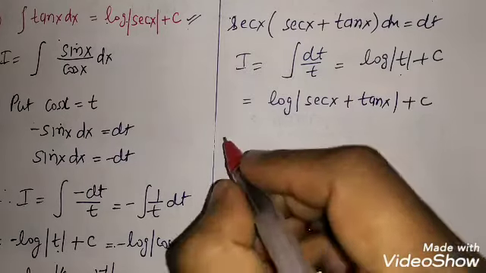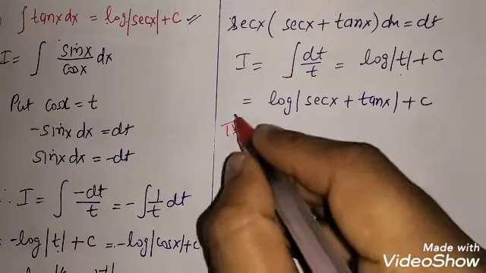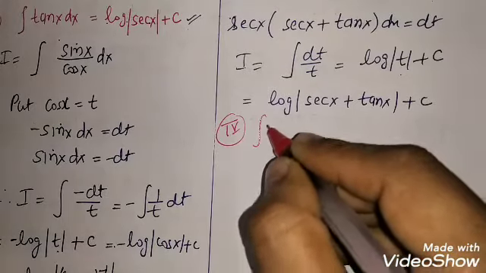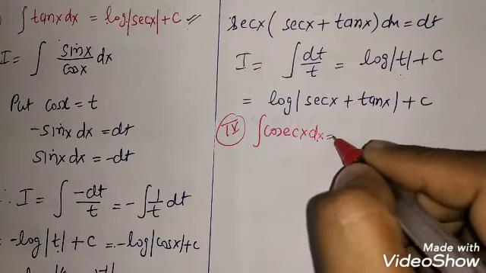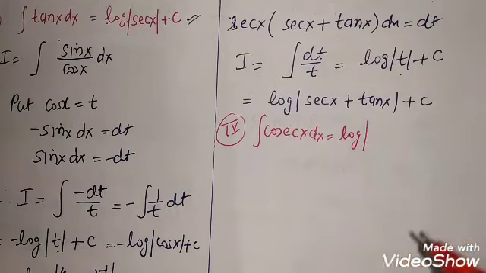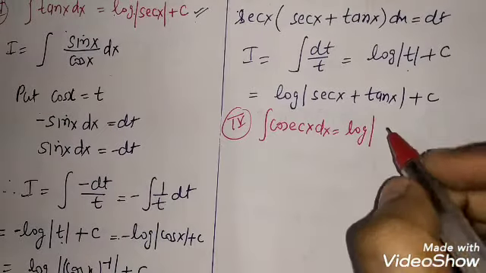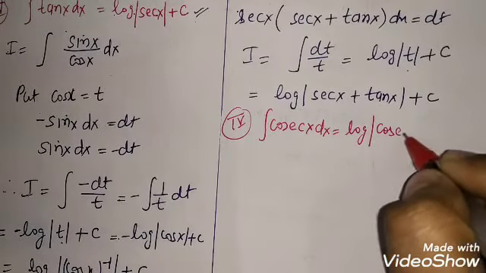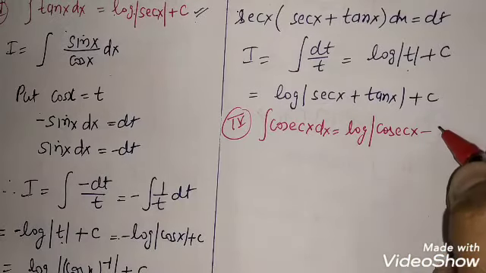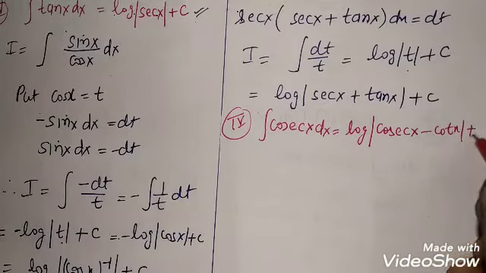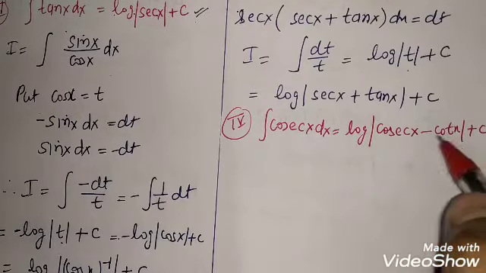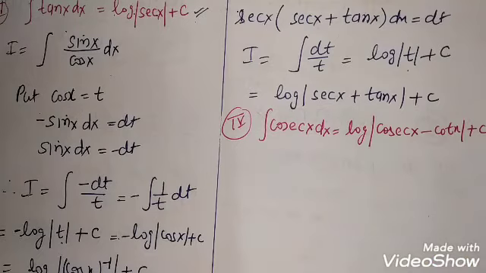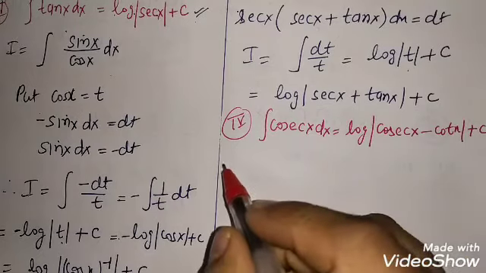Okay, and this is a task for you. The fourth formula, that is integration of cosecant x dx, you will derive by yourself. The formula for this is log of mod cosecant x minus cot x plus c. You need to do one thing: multiply numerator and denominator by cosecant x minus cot x, and find out the answer. Okay, how will these formulas be used in this particular question?